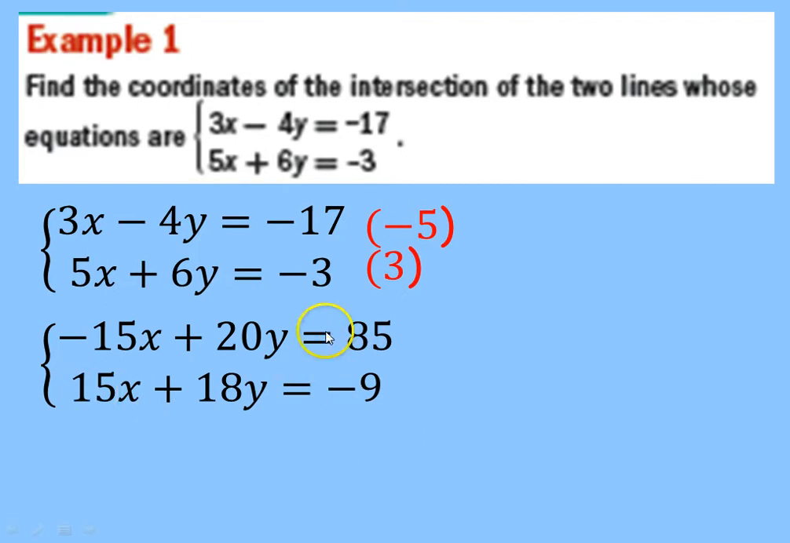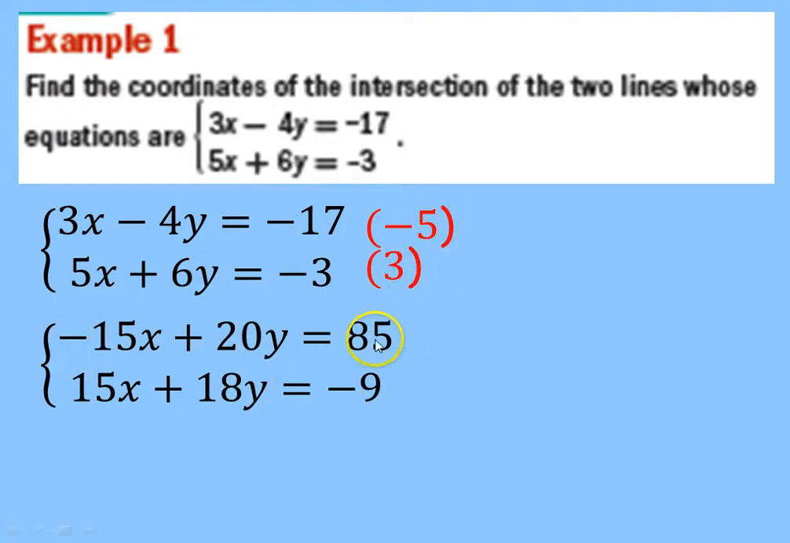The bottom equation comes from multiplying by 3: 3 times 5x is 15x, 3 times 6y is 18y, and 3 times negative 3 is negative 9. This is our new system. This system and the original system are exactly the same. This one was just manipulated by multiplying the top equation by negative 5 and the bottom equation by 3.